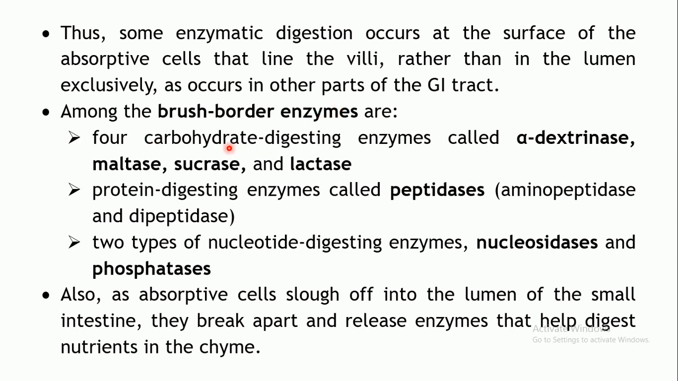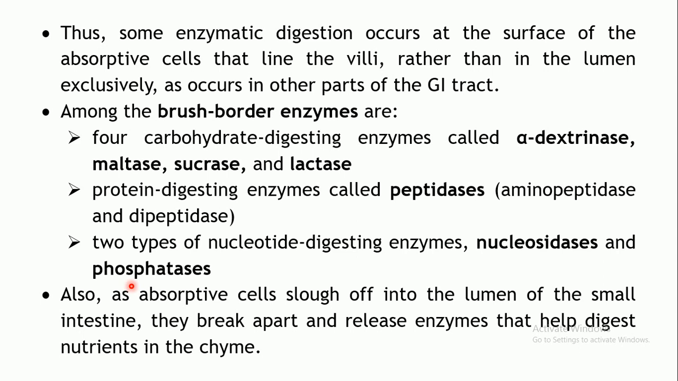Now what are those different types of brush border enzymes? There are four carbohydrate digesting enzymes, known as alpha dextrinase, maltase, sucrase and lactase. So you can imagine what they will be digesting. These are carbohydrate digesting enzymes. Then there are protein digesting enzymes called peptidases: aminopeptidase and dipeptidase. And there are also two types of nucleotide digesting enzymes, nucleosidase and phosphatase. So these will help in surface digestion of the food.